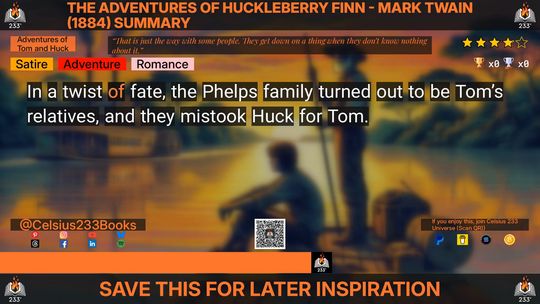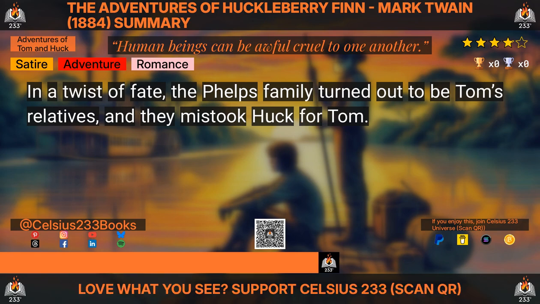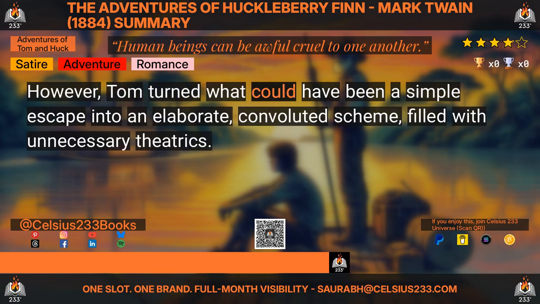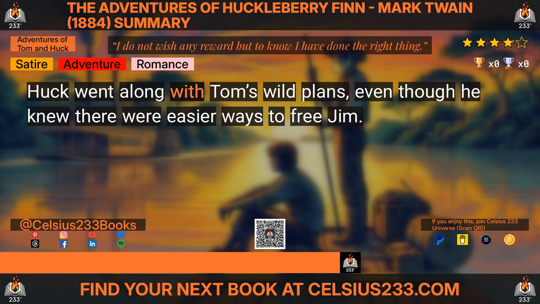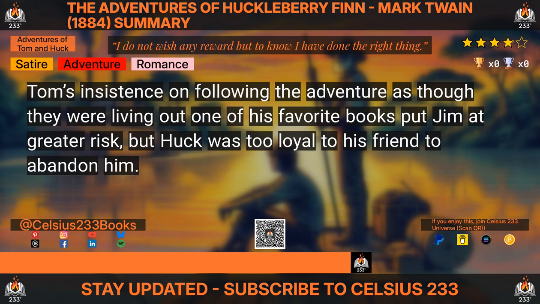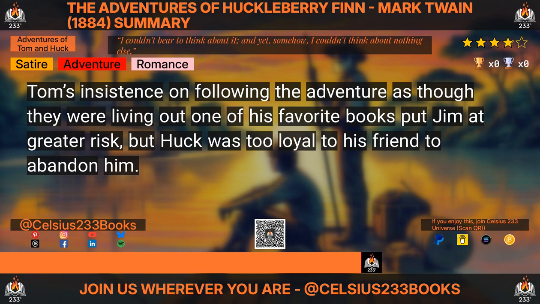In a twist of fate, the Phelps family turned out to be Tom's relatives, and they mistook Huck for Tom. Rather than clarify the mistake, Huck played along, allowing Tom to join in on the rescue plan. However, Tom turned what could have been a simple escape into an elaborate, convoluted scheme filled with unnecessary theatrics. Huck went along with Tom's wild plans, even though he knew there were easier ways to free Jim. Tom's insistence on following the adventure as though they were living out one of his favorite books put Jim at greater risk, but Huck was too loyal to his friend to abandon him.